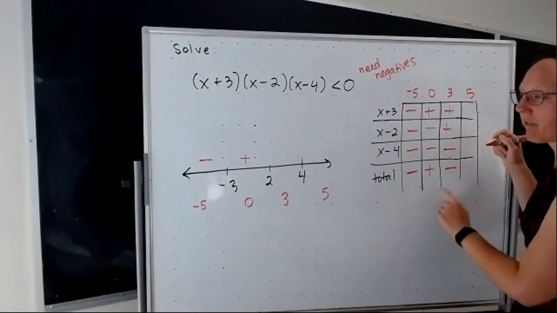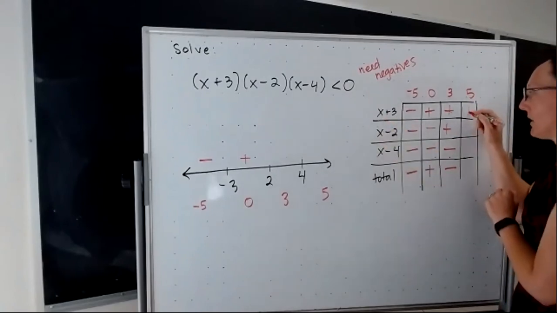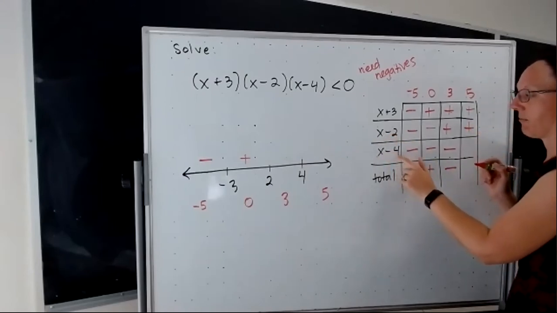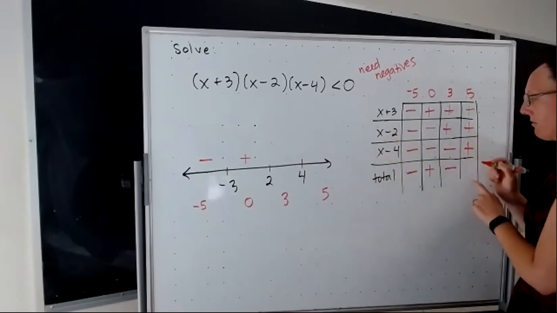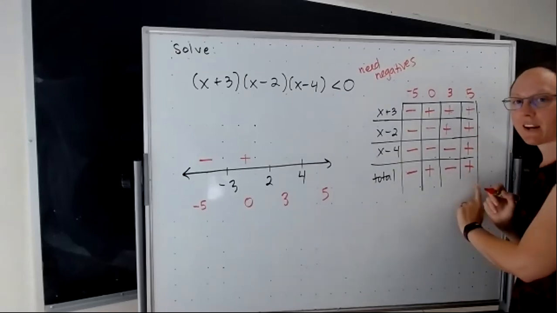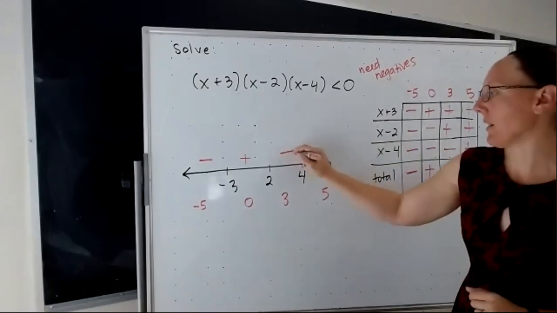When I plug in 5, 5 plus 3, that's positive. 5 minus 2, also positive. 5 minus 4, also positive. Positive times positive times positive, also positive. And then I just copy these signs over to my chart. I get a negative and a positive.